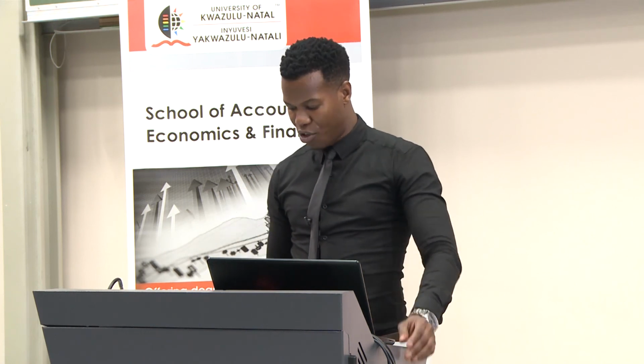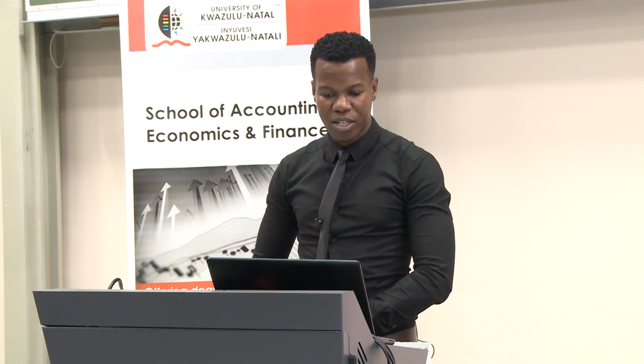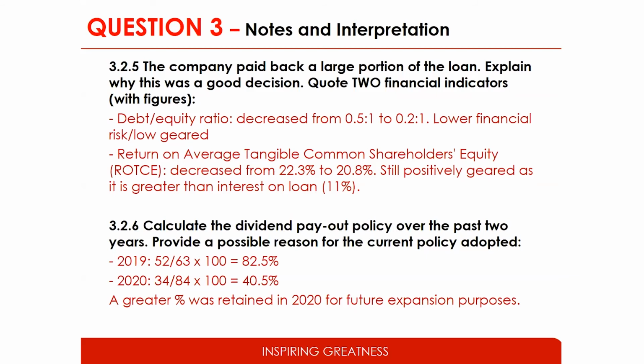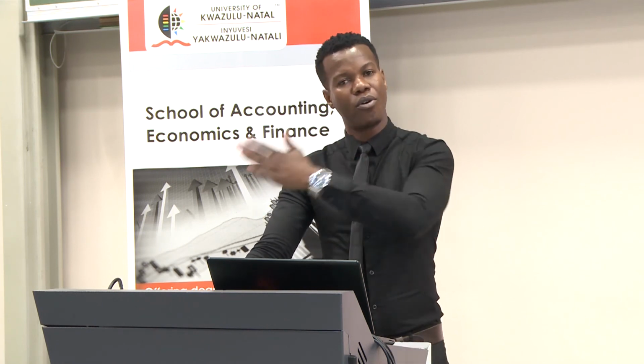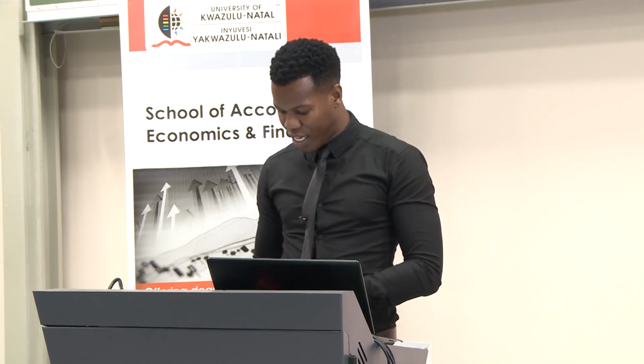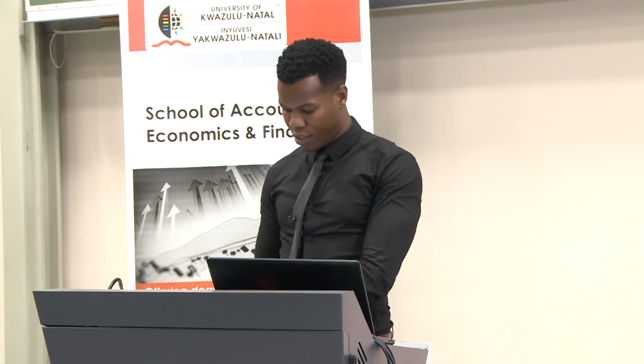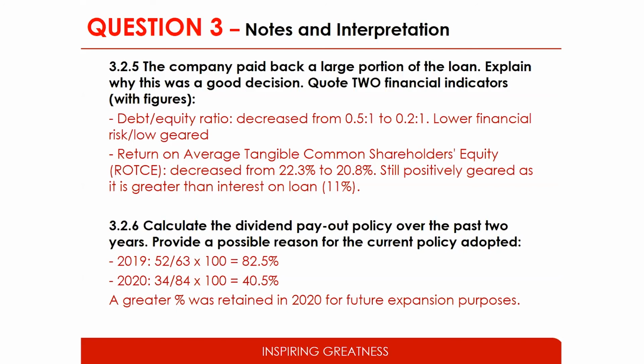And the last one is now you calculate the dividend payout policy over the past two years and provide possible reasons for the current policy adoption. In 2019, you need to look at your dividends per share, because that will tell you your dividend payout policy. How have you been faring compared to the previous year? So in the previous year, your dividends per share was 52 cents, and then you divide that by your earnings per share of 63 cents, and that is 82.5%.